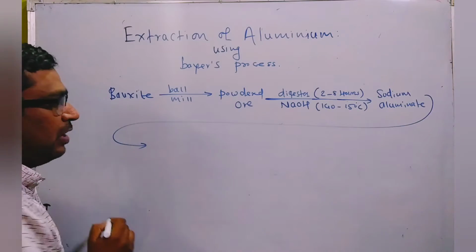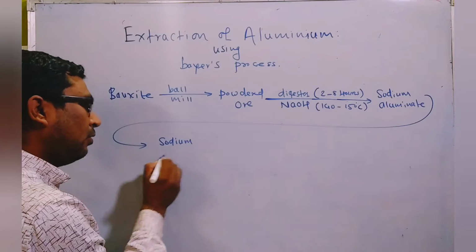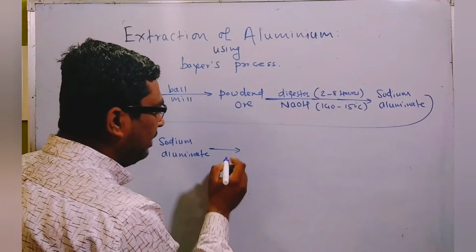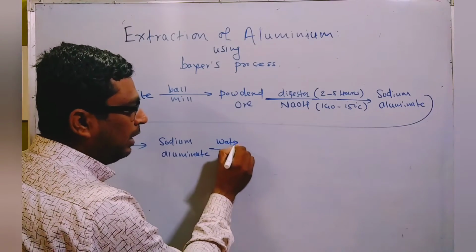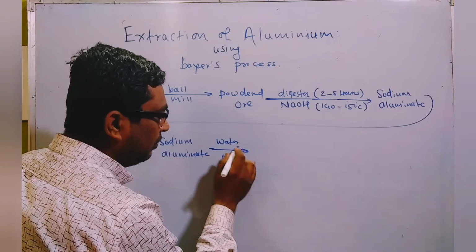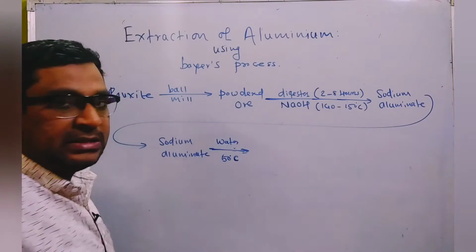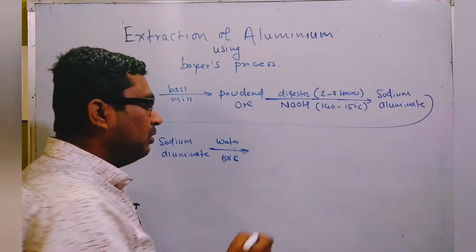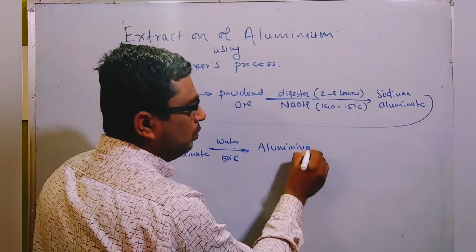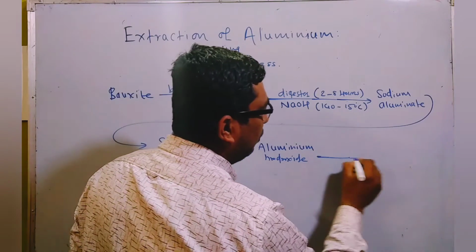In the second stage, this sodium aluminate, we add it to water. This is the second stage. This sodium aluminate is added in water and cooled here to 50 degrees Celsius. For how much time? For some time you have to cool it at 50 degrees Celsius in water, and finally you get aluminium hydroxide as an output. A very easy method I am putting forth in front of you.